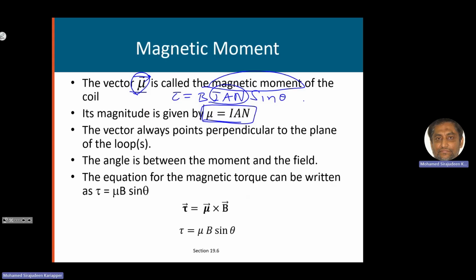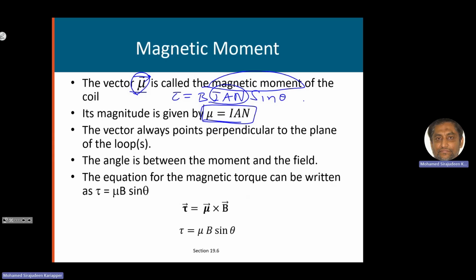The technique is to look at the flow of the current and curl your fingers in the direction of the flow. Suppose in our example the current is flowing counterclockwise, looking from above. Curl your fingers in the direction of the current, and the thumb will show the direction, which is upward. If it is flowing the other direction, clockwise, it will be down. That's how we get rid of this ambiguity.